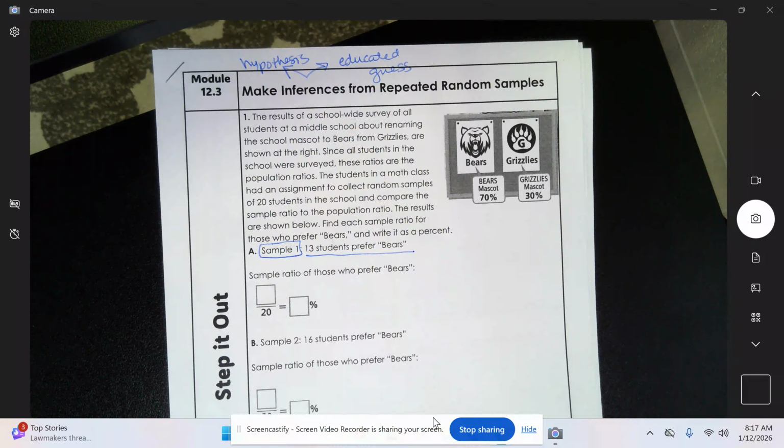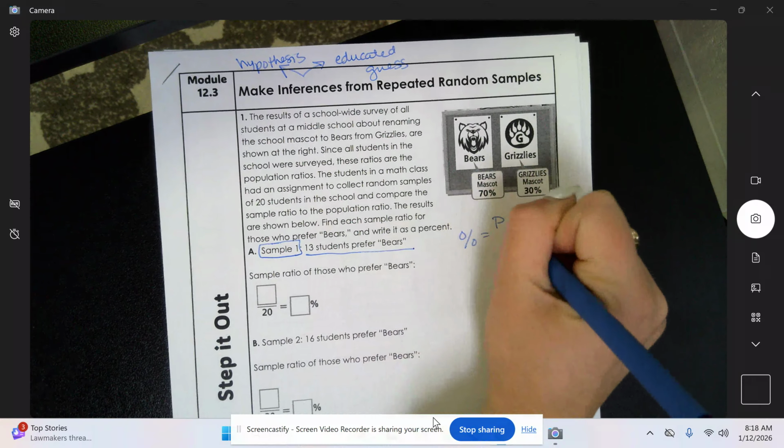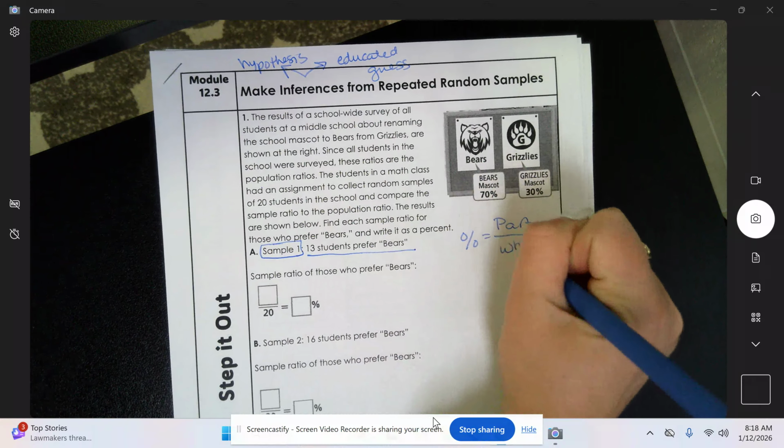Because what is a percent? We've already done this before. What is a percent? What does a percent represent? How much of the population is part over whole. Part over whole. A percent is the part over the whole.